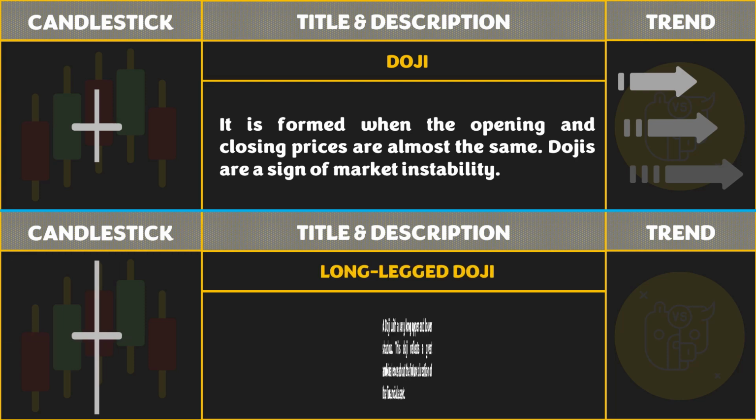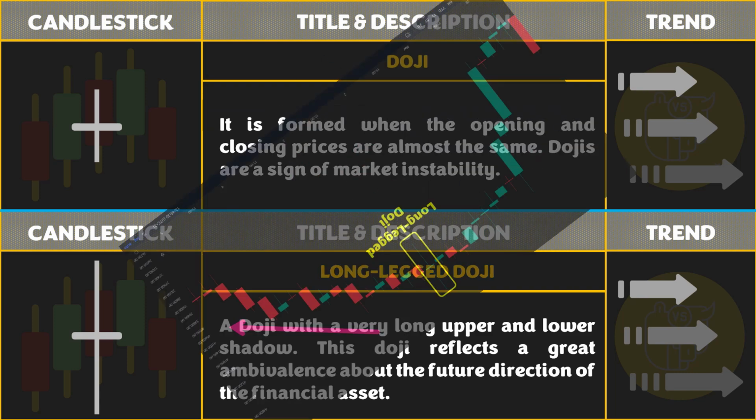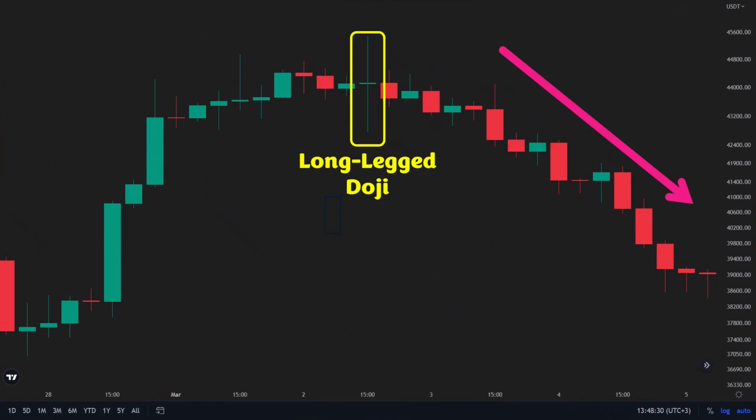Long-legged doji. A doji with a very long upper and lower shadow. This doji reflects great ambivalence about the future direction of the financial asset. An example of a long-legged doji is shown in the image. When it is seen at the top of price movements, it is considered a bearish signal.